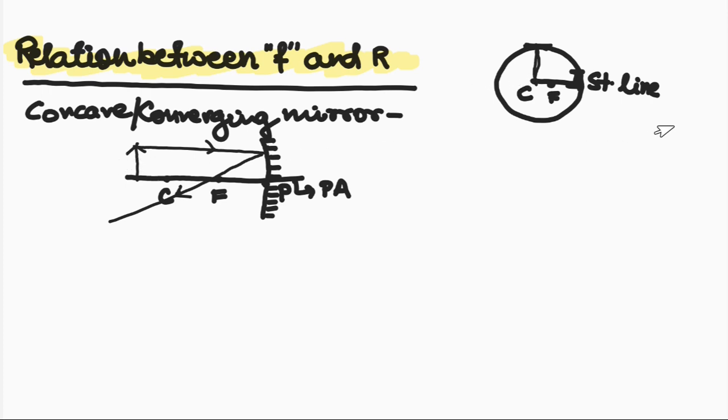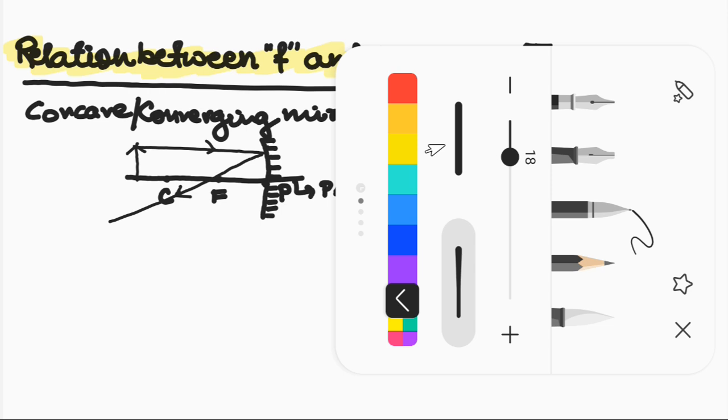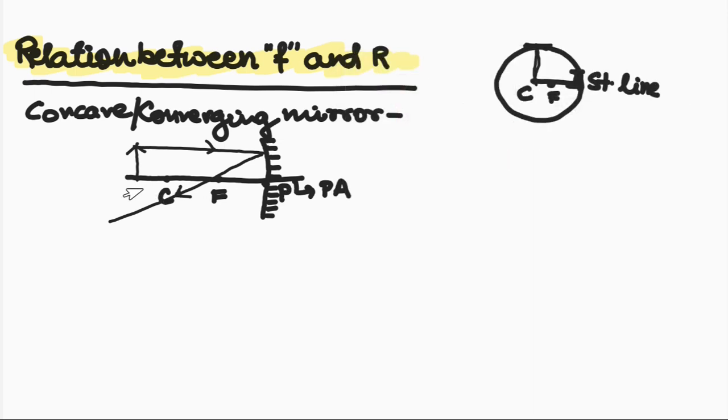Now let me first change the color. Let me take red. Now students, if we draw the normal from the center of curvature, it will pass through this point. Now let us consider this is point N, this is P, this is F, this is C.